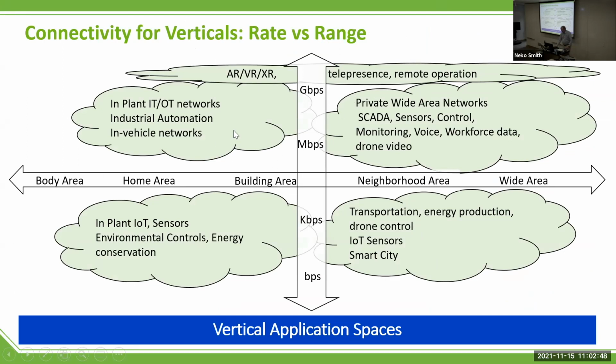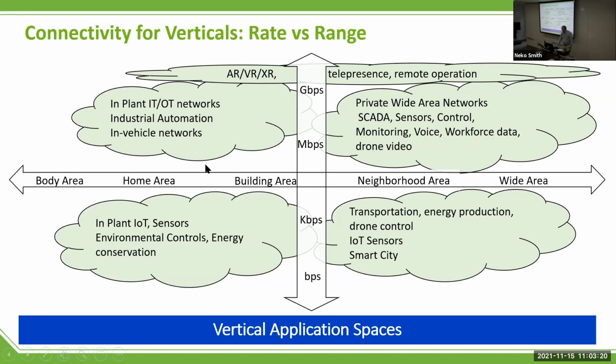This is from Tim Godfrey, who's the chair of the group. He tried to break it up into two dimensions: range, from body area to wide area, and rate, from bits per second to gigabits per second. And you can see some of the verticals here where you need on the order of hundreds of megabits per second: private wide area networks, SCADA, which is power control, voice, workforce data, drone video.